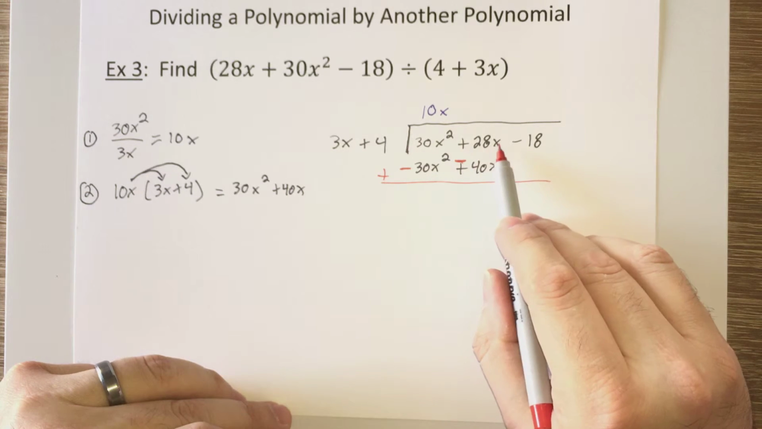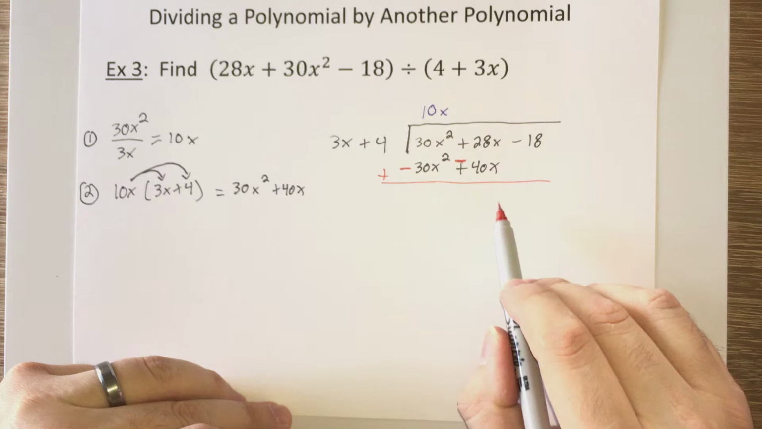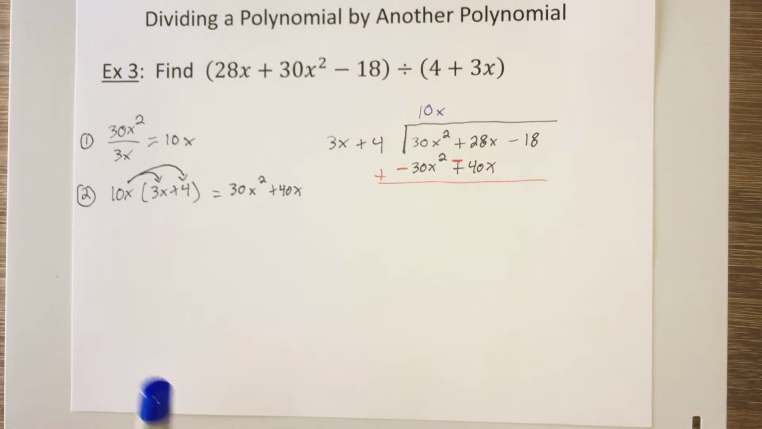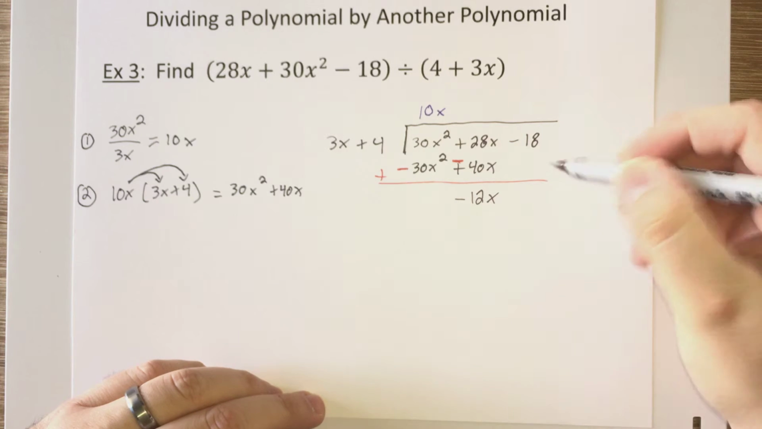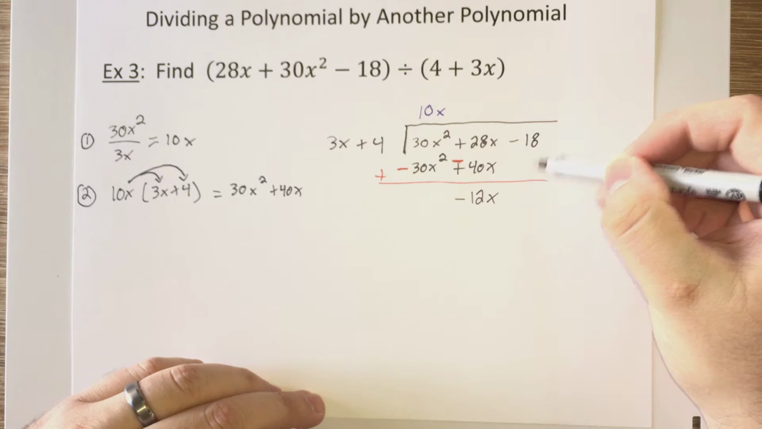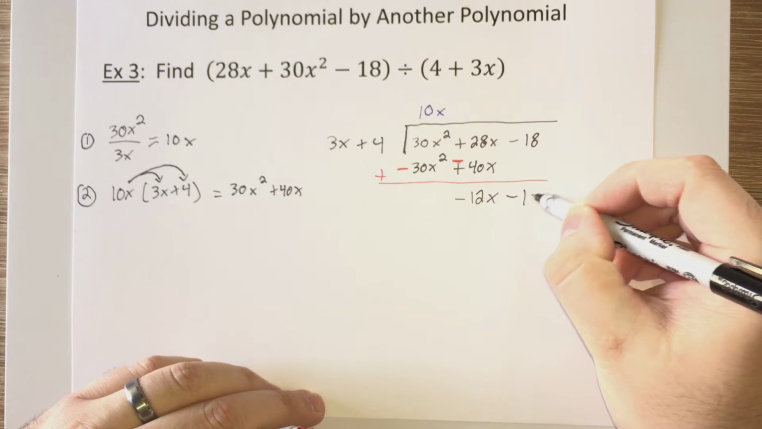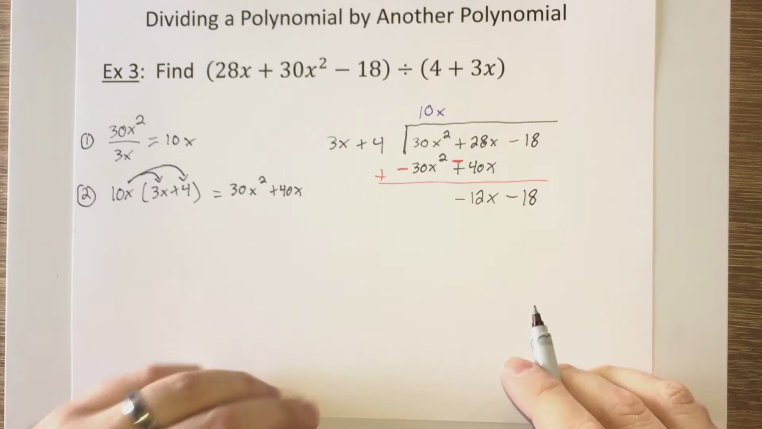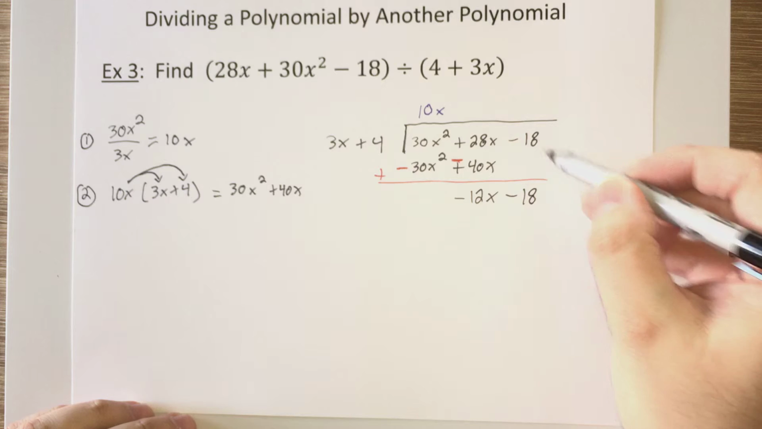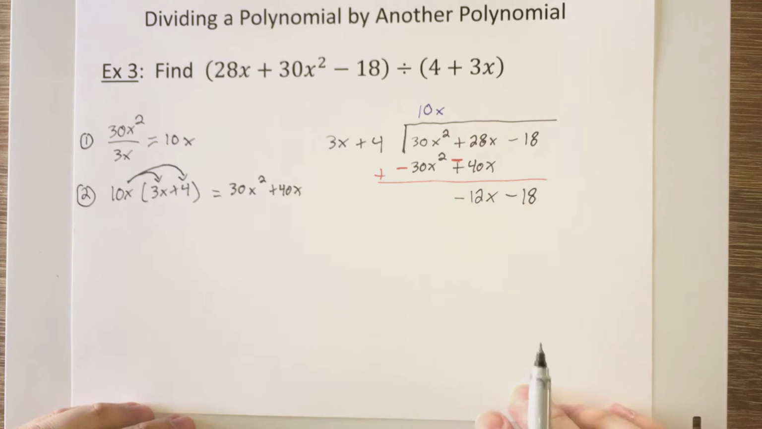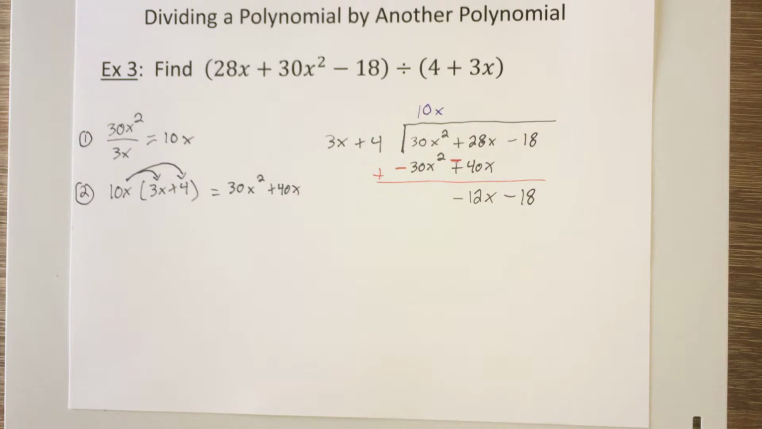Over here, we're going to do 28x minus 40x. 28x minus 40x, those are like terms, so we can simplify it. That gives you negative 12x. Then you do minus 18 plus 0. There's nothing there, so you just basically write down minus 18 there. So you can think of just dropping the minus 18 down since there's nothing here, or you could do negative 18 plus 0, and you would get negative 18. Okay, so that's the three-step process.